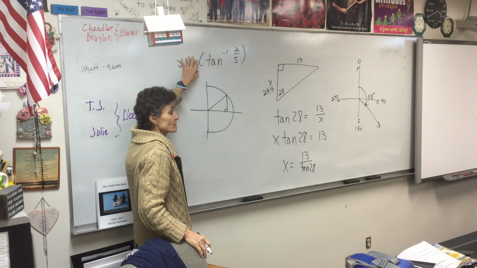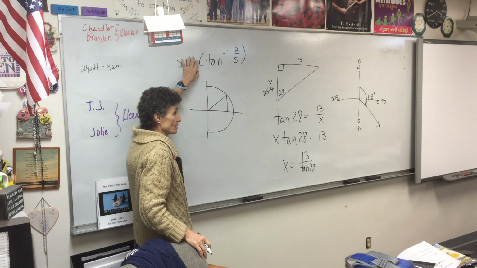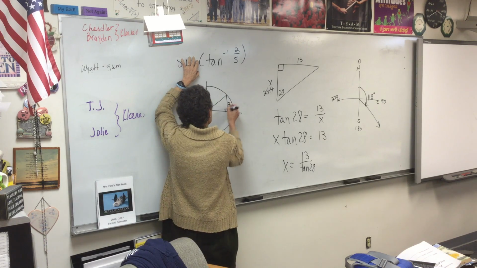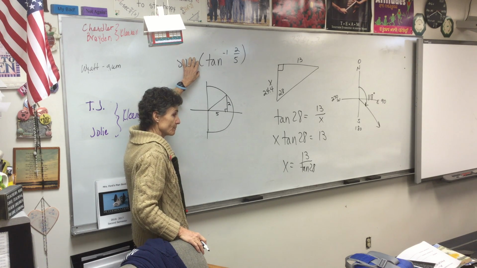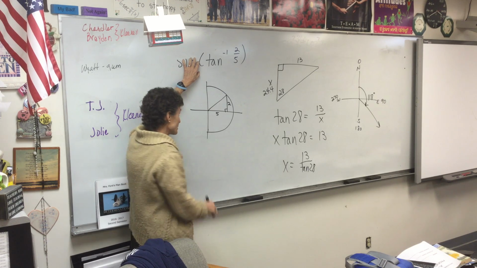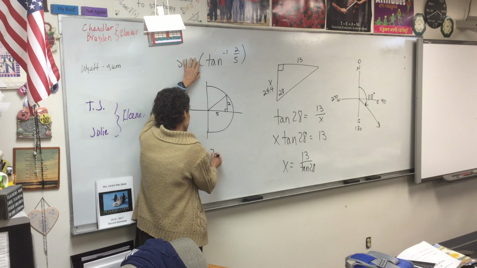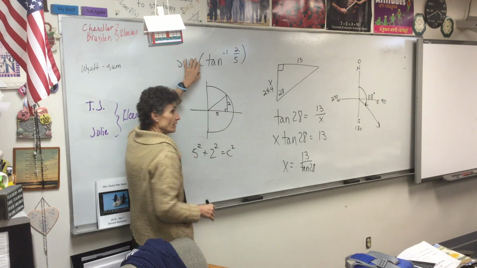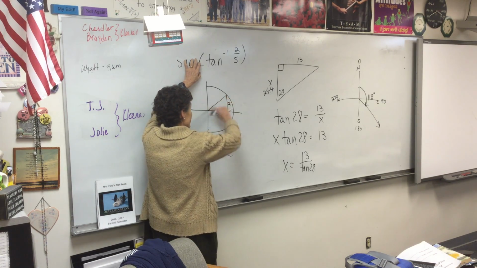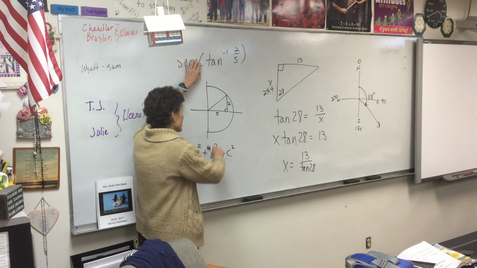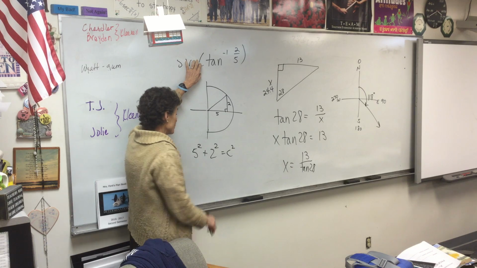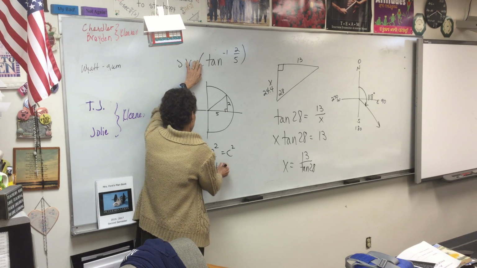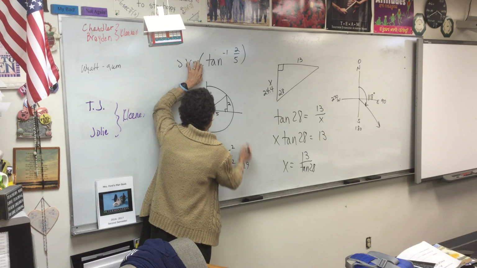Now, tangent 2/5. That means opposite over adjacent is 2/5. Now, can you find the hypotenuse? Yes, A squared plus B squared equals C squared. Remember, C is always the hypotenuse, right? We don't care what A and B are, but C is always the hypotenuse. So what's that going to end up being when you solve that? It's going to be the square root of 29.